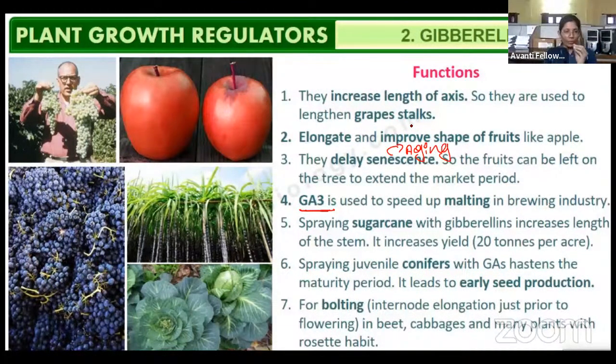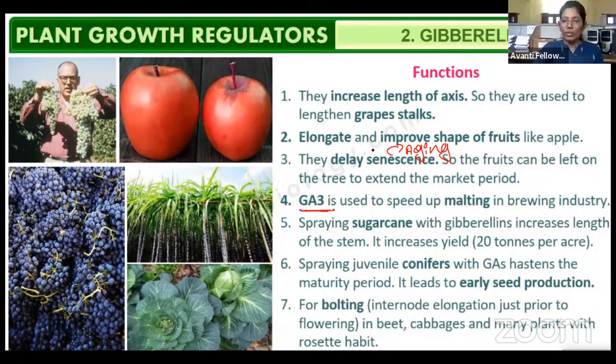So at that time, before the formation of fruit, if we spray the gibberellins there, the length of the axis will be increased. If the length of the axis is increased, the fruits can occupy space very spaciously and grow accordingly. Yes or no? Is it clear, Asmi? Ultimately, gibberellins are mostly used for the elongation of internodal regions. That's it. Especially in sugarcane, bolting in beetroot and cabbage, and grape stalk. Remember all this. Is it clear?